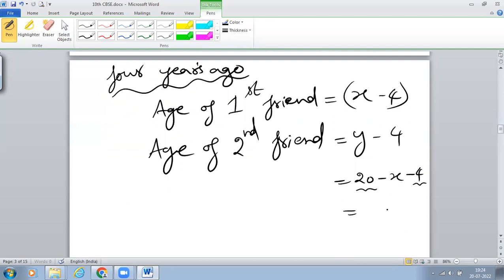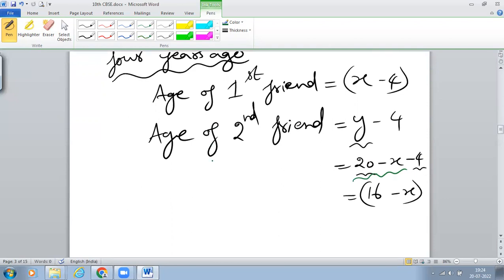16. Very good. 20 minus 4 is 16, and we have minus X, we write it over here. So 16 minus X is the age of the second friend 4 years ago. Are you able to understand this step? In the place of Y, I'm replacing it by 20 minus X and putting the same minus 4 here. So 20 minus 4 is 16 minus X I am writing here. So 16 minus X is the age of the second friend 4 years ago.